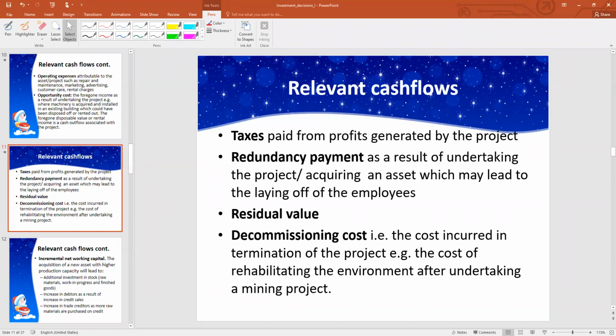Then you have the case of what we call the redundancy payment. Assume that the new machine, the company is replacing the old machine with a new machine. So this is not like the company is buying a new machine to run concurrently with the old machine. The company is buying this new machine to replace the old machine, so it's a replacement. Now assume that this new machine is more advanced in terms of technology.